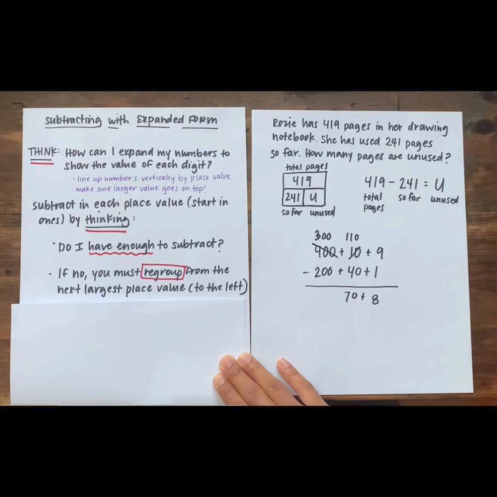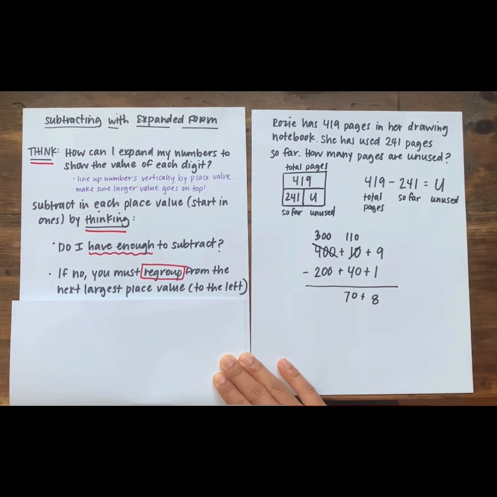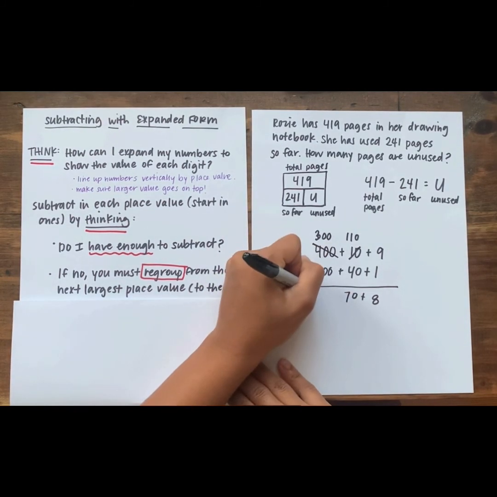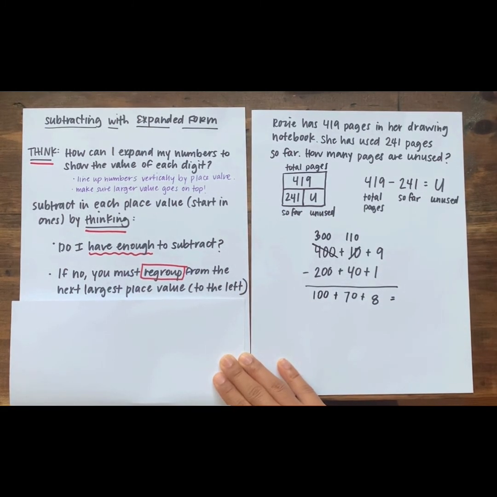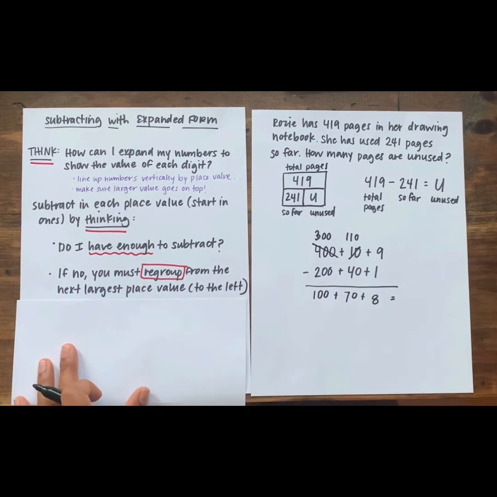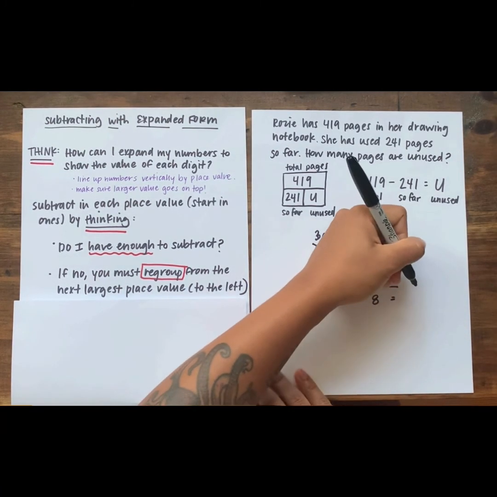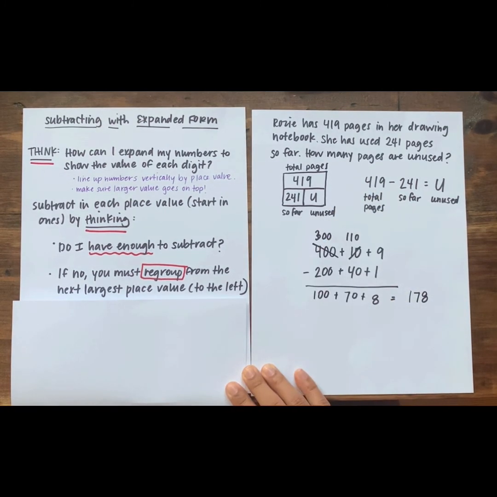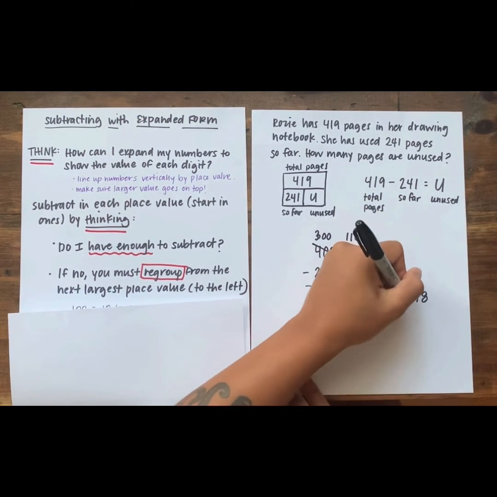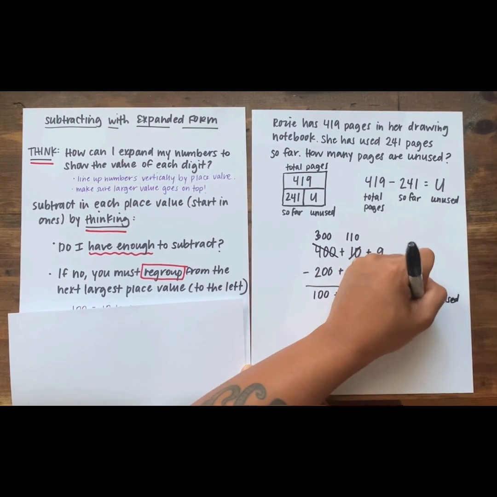I heard friends say that next, they subtracted in the hundreds place. 300 minus 200 is, yes, 100. What is our answer in standard form? Yes, 100 plus 70 plus 8 is 178. So we can say that there are 178 unused pages.